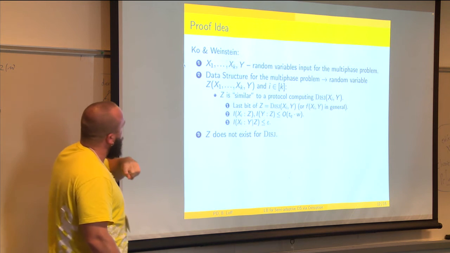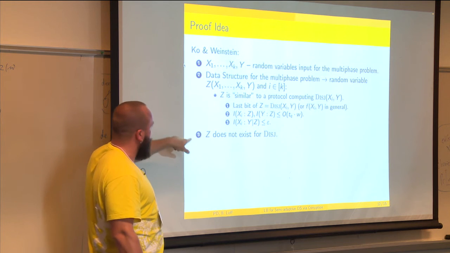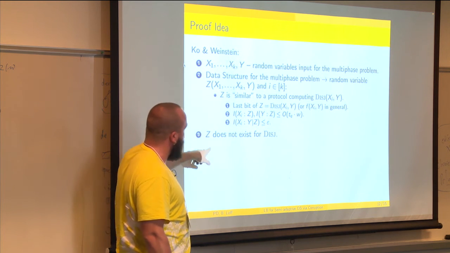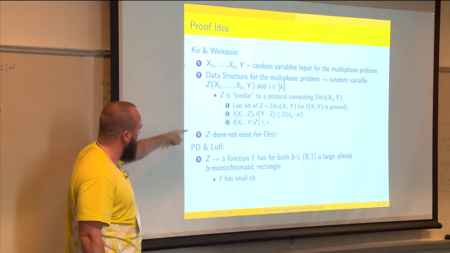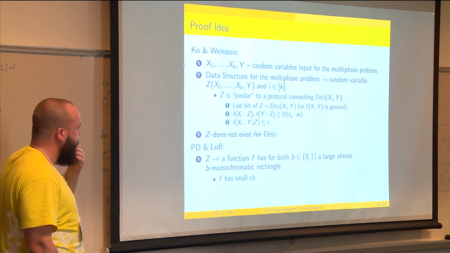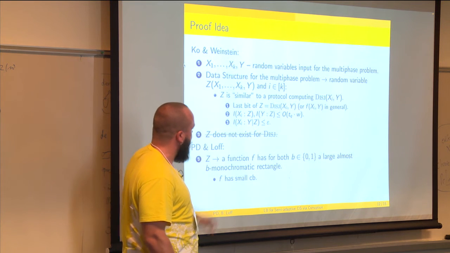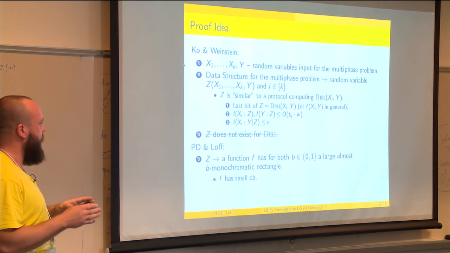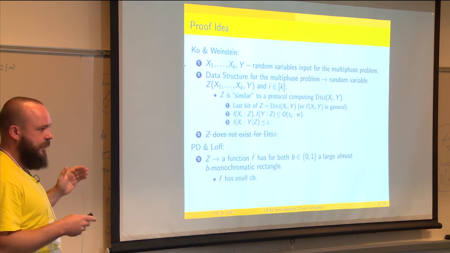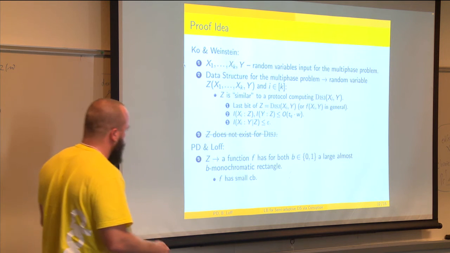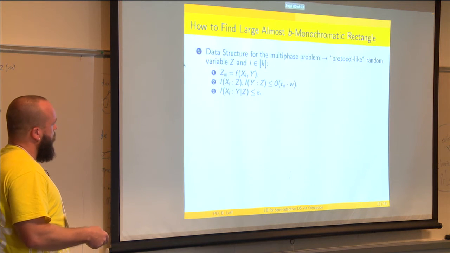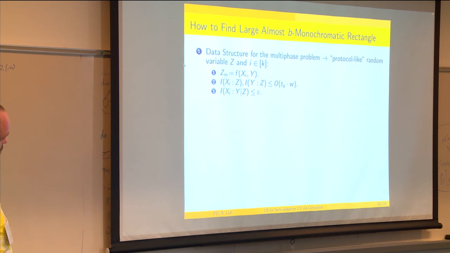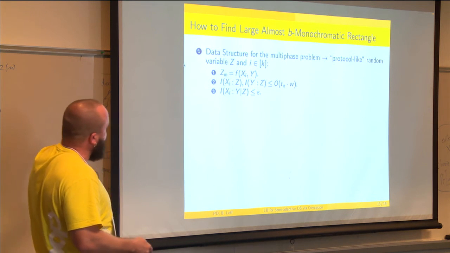And so in the paper of Omri and Young, the last thing they proved is that such a random variable z does not exist for disjointness. So in our paper we just replace this last step and say that if such z exists, then function f has, for both b equals 0 and 1, a large almost b-monochromatic rectangle. So it means that f has a small corruption bound if the data structure is somehow effective. So how to find such a large almost b-monochromatic rectangle?